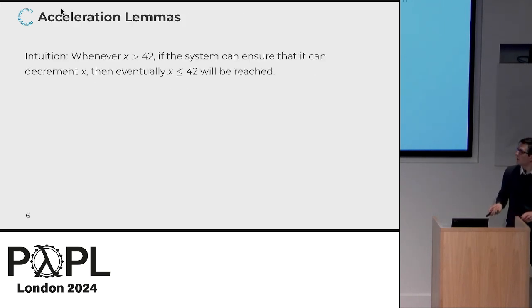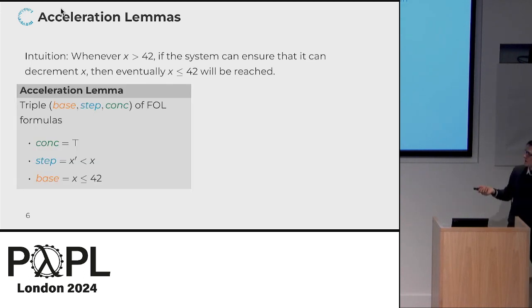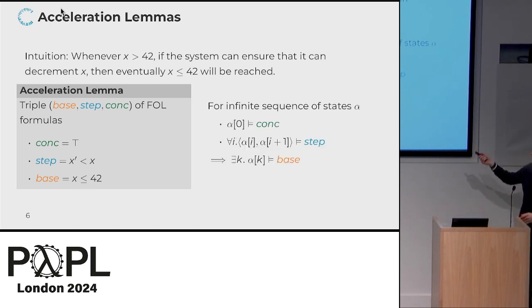So maybe let's just formalize our intuition a bit better. This is the intuitive statement that we have had, and we formalize this in so-called acceleration lemmas. These are basically a triple of first-order logic formulas, and they tell us, if we start from somewhere, in this conclusion, and we can iterate this decrement, at some point we will reach this set of states where x is smaller or equal than 42. Or a more general version: if you have some sequence of states, and you start in this conclusion, and you iterate, from one to the next you always do some kind of step, then at some point you will reach into the base.